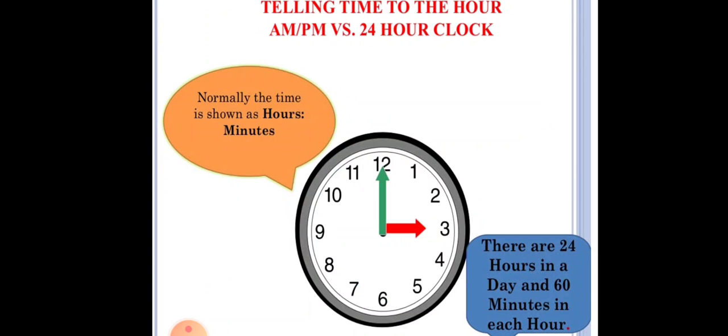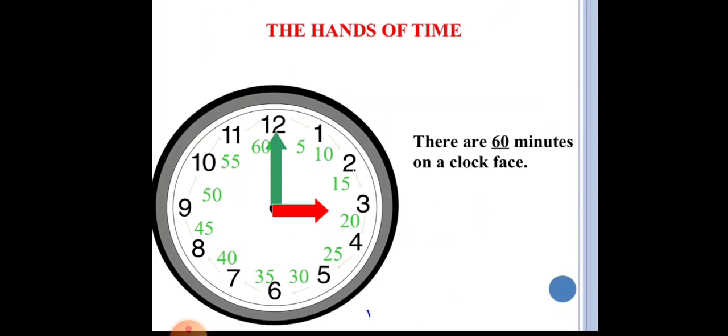Normally, the time is shown in hours and minutes, right? We show time by hours and minutes. There are 24 hours in a day and 60 minutes in each hour. The hands of the clock: there are two hands. One is the minute hand and the other is the hour hand, and every hour has 60 minutes.